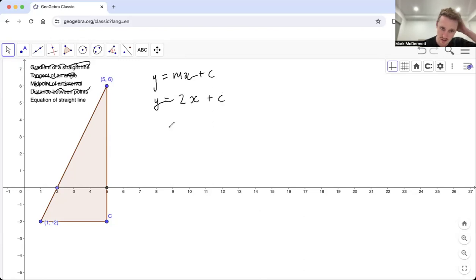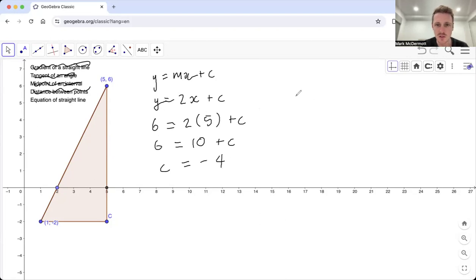Okay, and then we've done a lot of this now, so this should be hopefully reasonably straightforward. We're going to substitute in the y values and the x values. So we're going to substitute in a y value of 6. It doesn't matter which one I pick. I can pick either one. So I'm going to substitute in a y value of 6 equals 2 times 5 plus c. And so what we get is 6 equals 10 plus c. c equals -4.